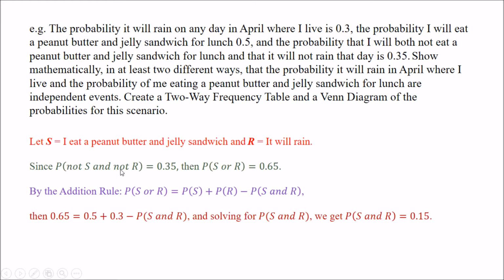Since the probability of not S and not R equals 0.35 from right here, then the probability that I eat the sandwich or it rains or both is the complement of this set, which would be 1 minus 0.35 or 0.65. By the addition rule, the probability of S or R equals the probability of S plus the probability of R minus the probability of S and R. Substituting in our values from our given and what we found here in the second line, and solving for the probability of S and R, we get the probability of S and R to equal 0.15.